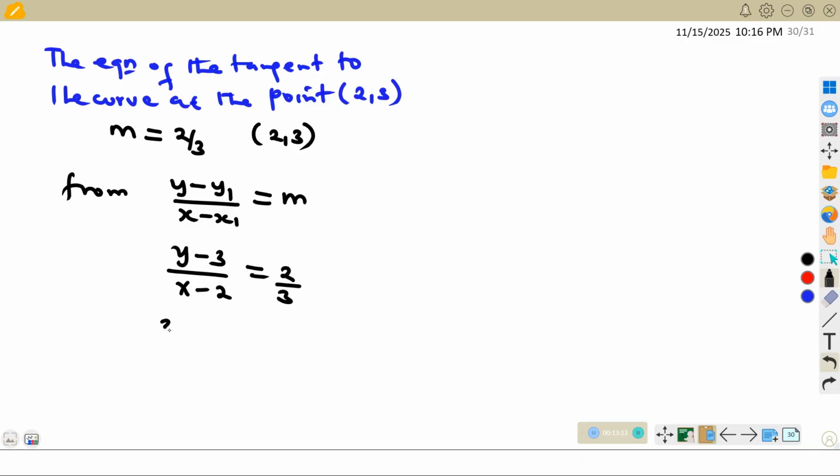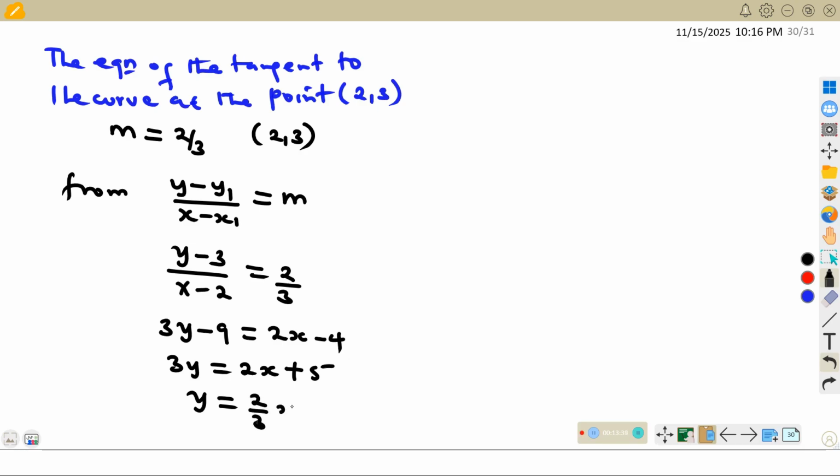Cross multiply, this will give us 3y minus 9, which is equal to 2x minus 4. So 3y will be equal to 2x, negative 4 plus 9 will be positive 5. So this implies that y will be equal to 2 over 3 of x plus 5 divided by 3. So that will be the equation of the tangent.